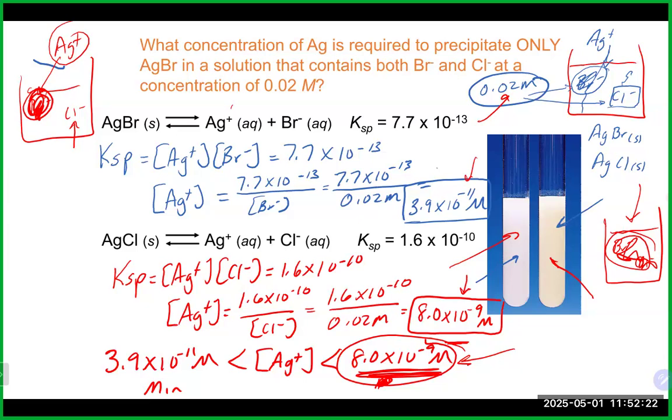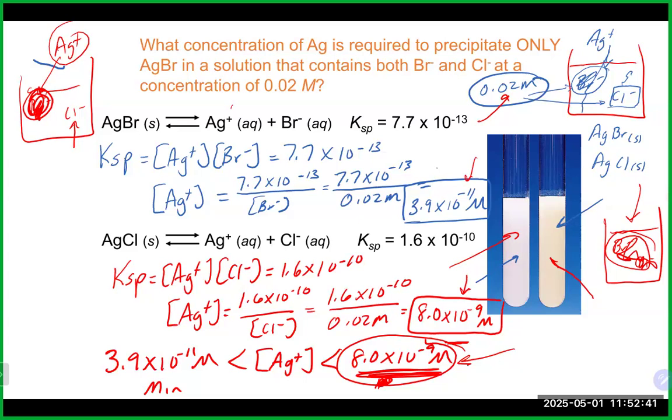Now, why in this question did they say they wanted to precipitate out the silver bromide and not the silver chloride first? Could you precipitate out the silver chloride first? You could not, because the silver bromide needs a much smaller silver concentration than the silver chloride. So there's no way to do that without taking out, obviously, the bromide with it.